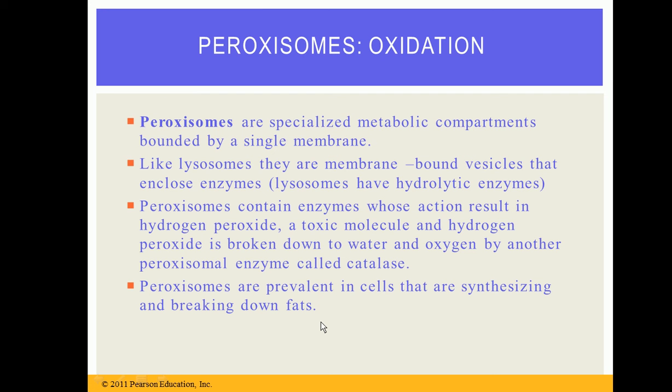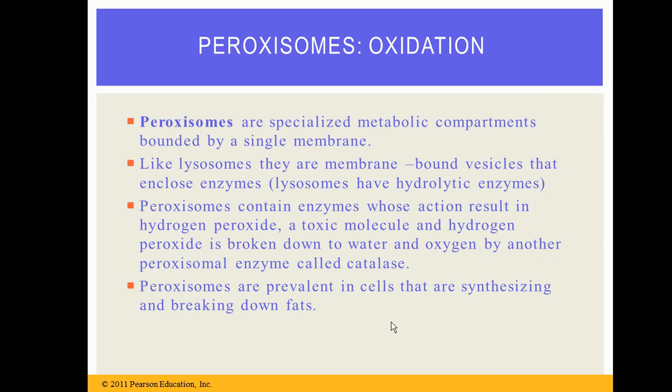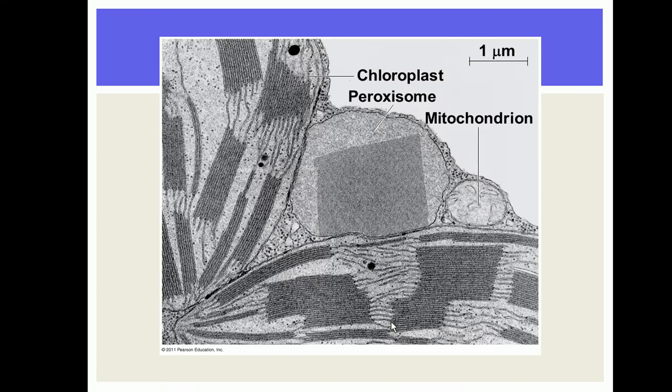So peroxisomes are basically membrane enclosed vesicles that enclose the enzymes, and they help in the breaking down of the fats.